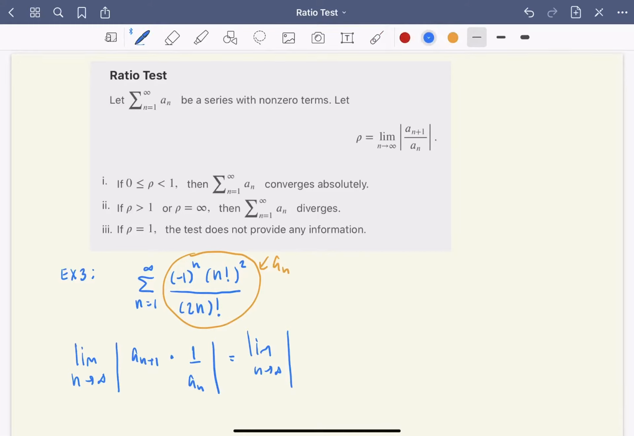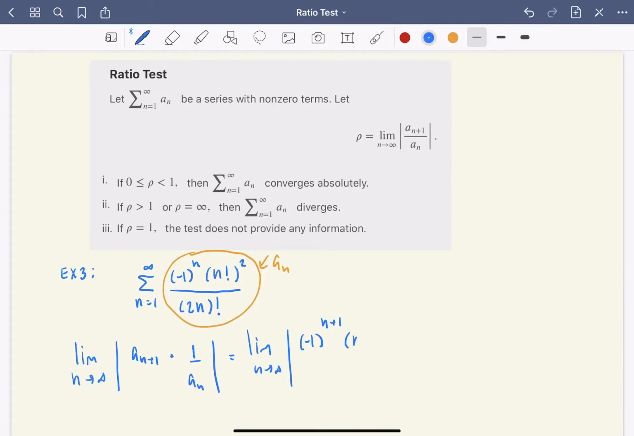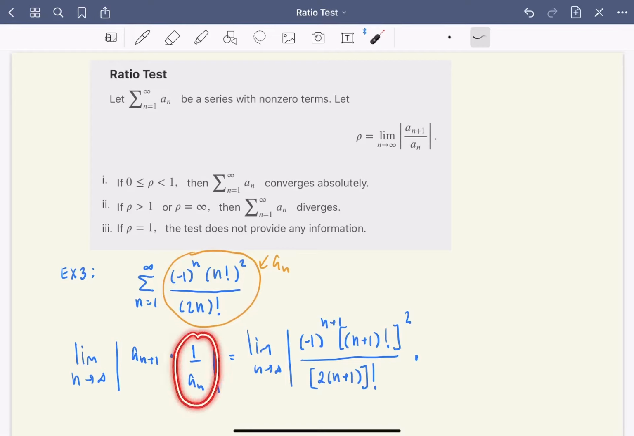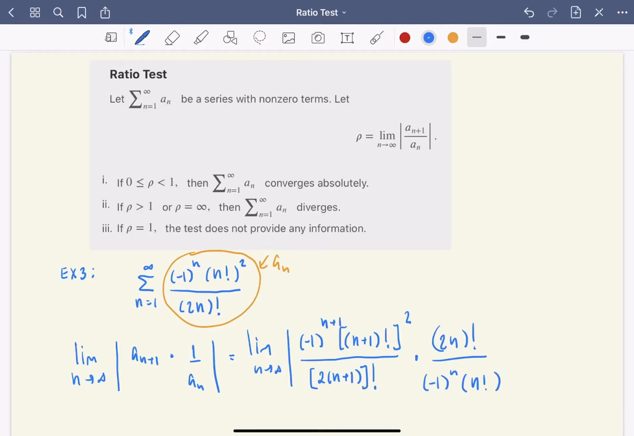So we have this one times (n plus 1) factorial squared divided by 2 times (n plus 1) factorial. Okay, times 1 over a_n. So a_n is like this, and 1 over a_n is the reciprocal of this one. Okay, so we have 2n factorial divided by negative 1 raised to n times n factorial squared.